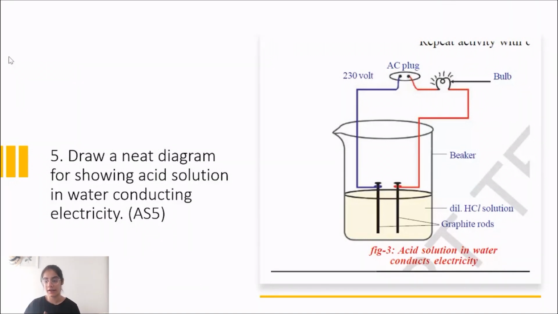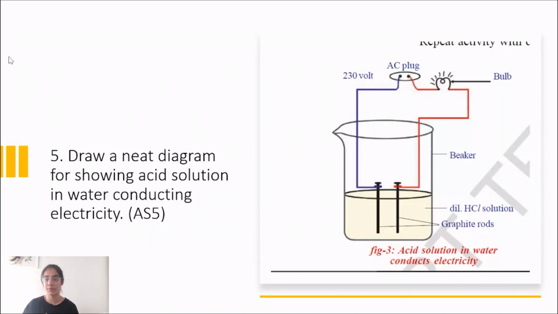You have to label the graphite rods, the dilute HCl solution, the beaker, the wires, the bulb, the AC plug. And you can give it a heading as acid solutions in water conduct electricity. Why? Because you don't have to mention it. If they tell you to just draw a diagram, you just draw a diagram.